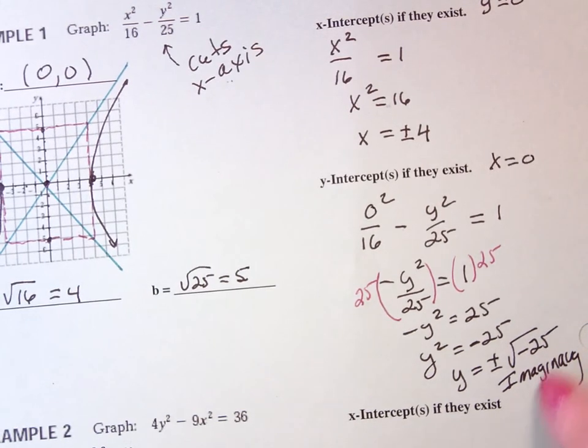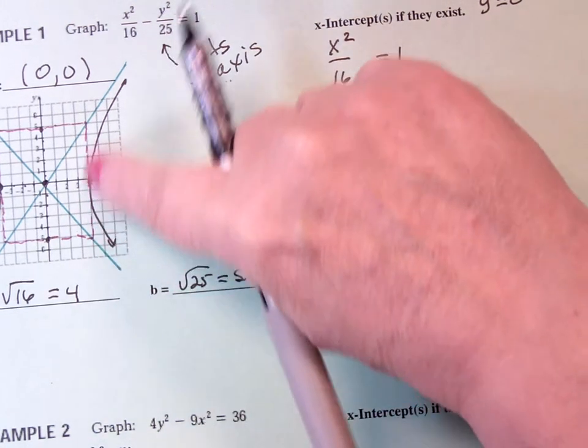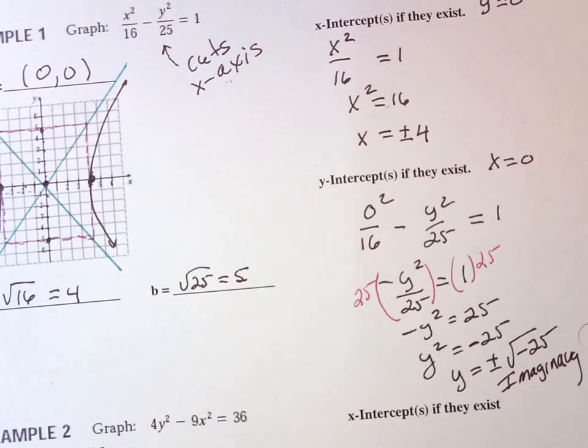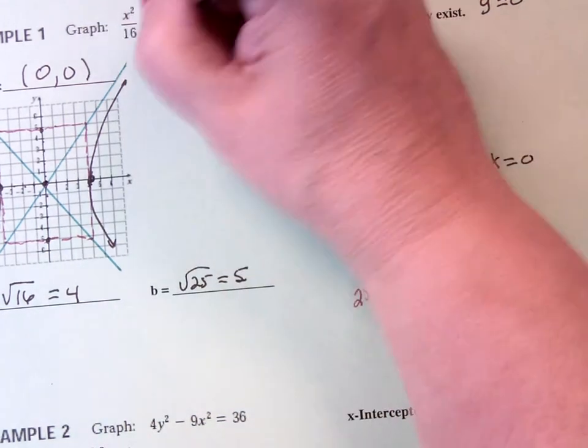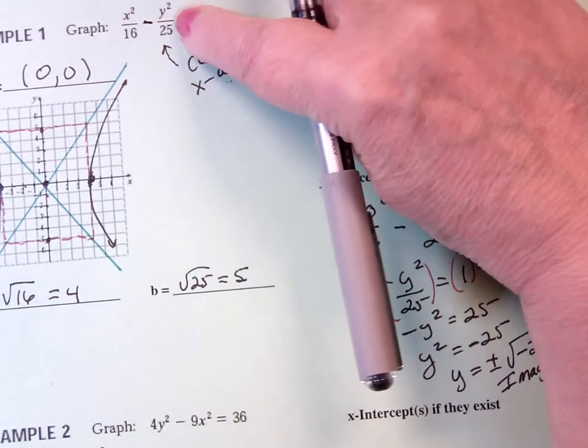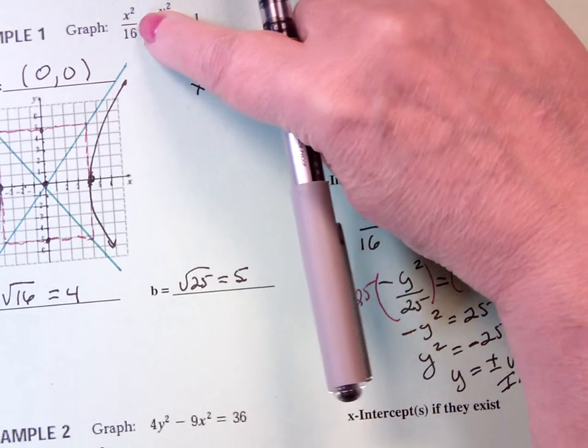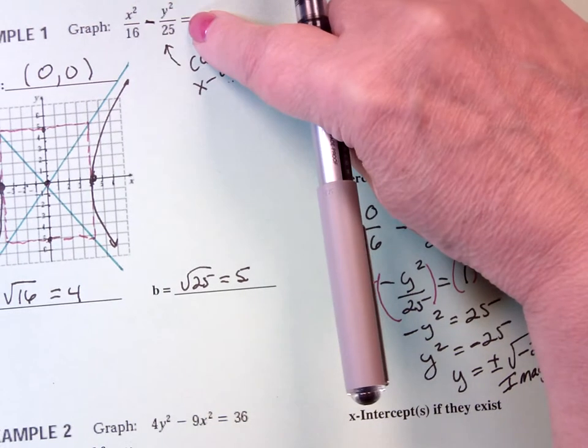So, because it's imaginary, I have no y-intercepts, that means this guy's going away from the y-axis. That makes it a hyperbola, not a parabola, not an ellipse. Because the minus sign is in front of the y squared, it's going to cut the x-axis and move away from the y-axis.